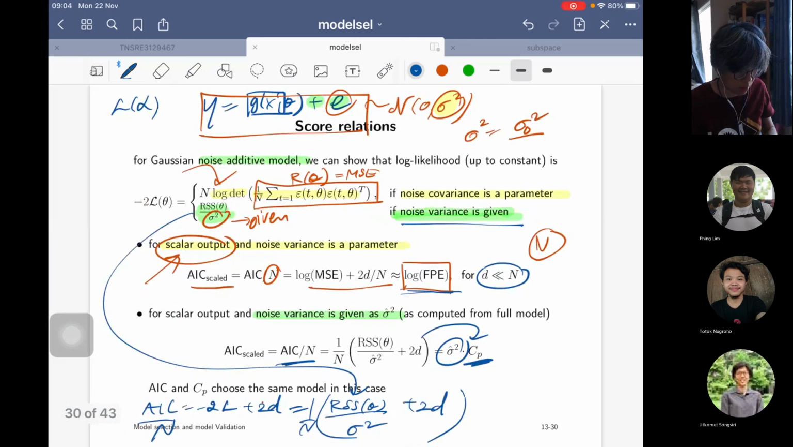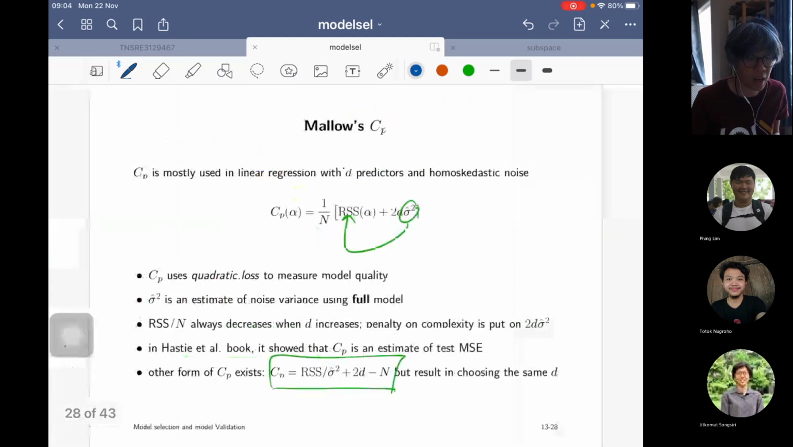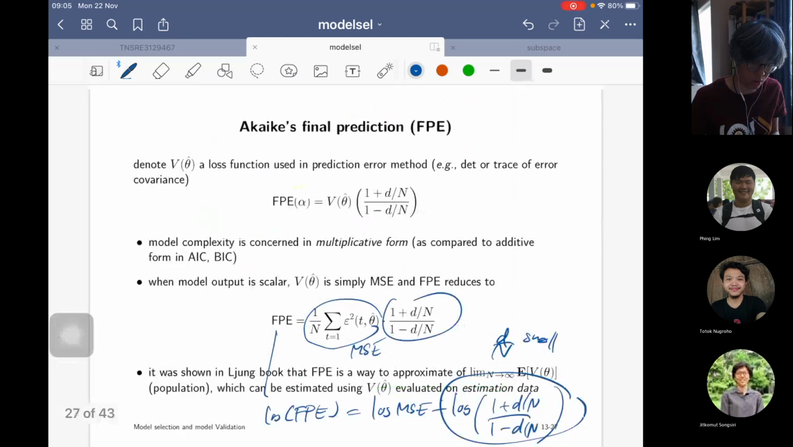All right, that's all the information. That's all the properties, mathematical description, and some motivation behind these model selection scores.